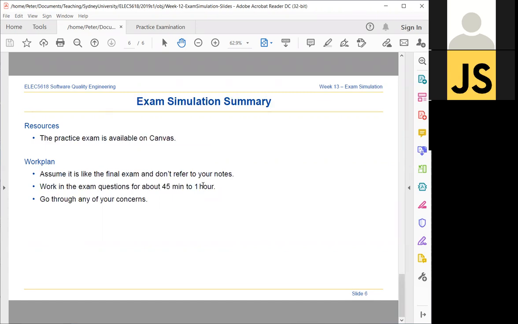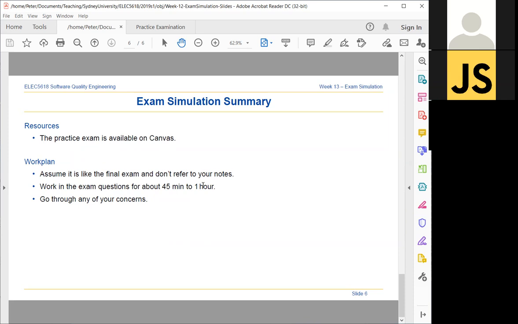So for the exam simulation summary, we already have the practice exam document, which I will also discuss with you after this slide. And the work plan will be for you to assume like it's your final exams, don't refer to your note. So you can go through the practice exam question after you have adequately reviewed and also revised the documents we have provided for this unit. All the documents we have on Canvas will be very adequate for you to prepare for the exams.